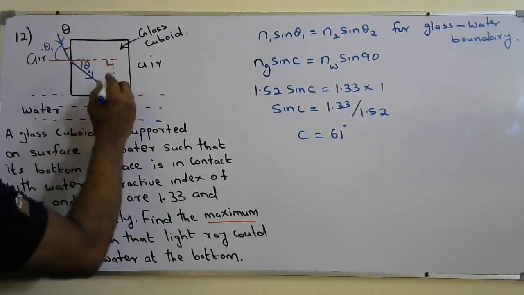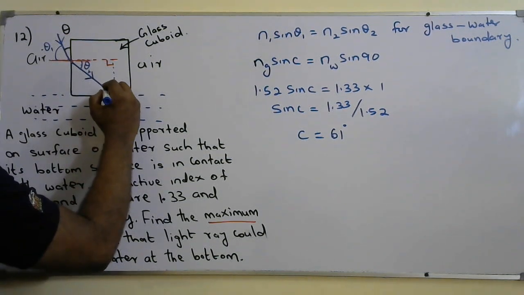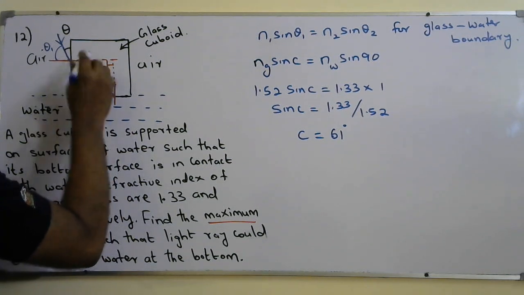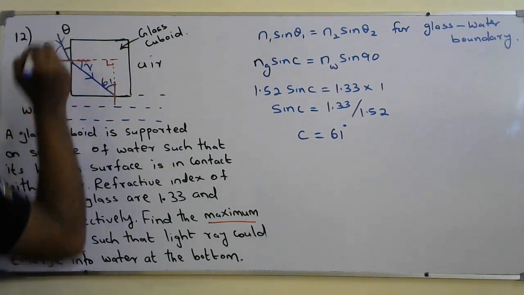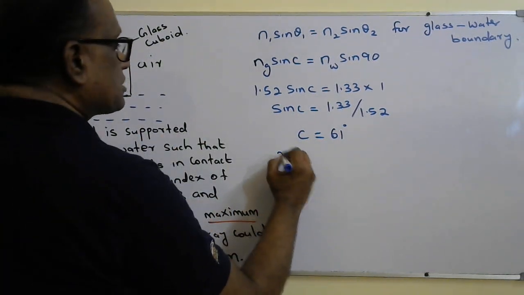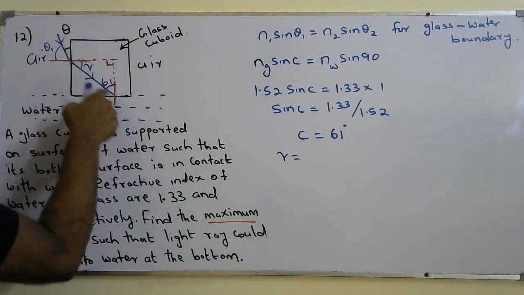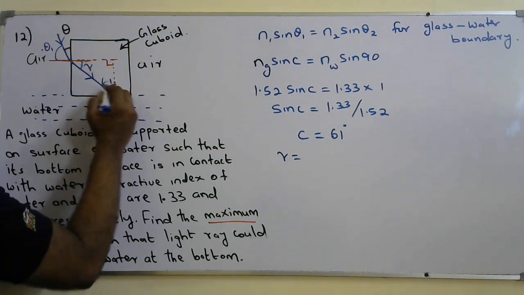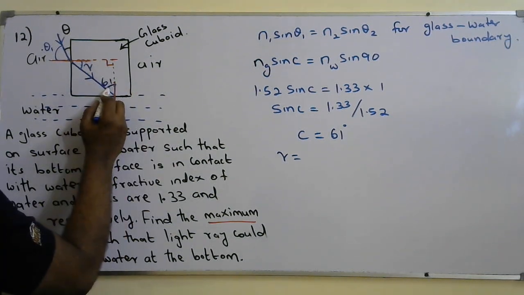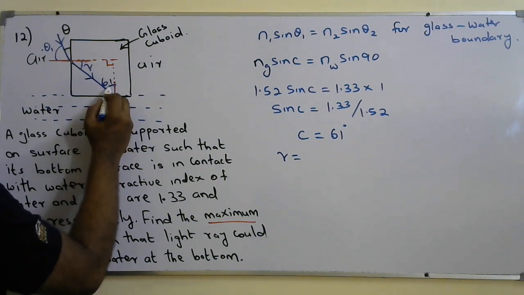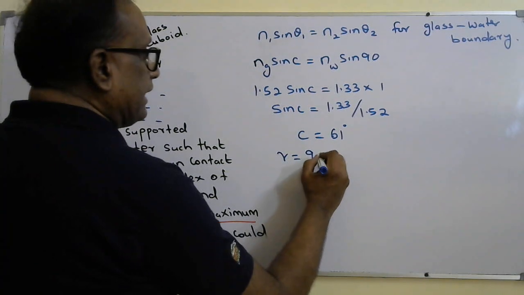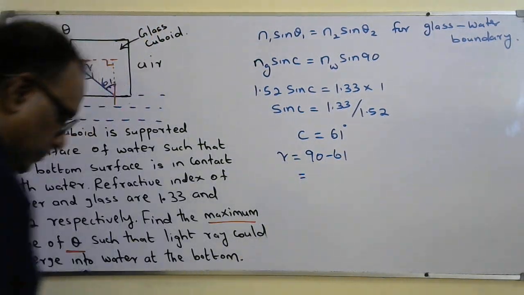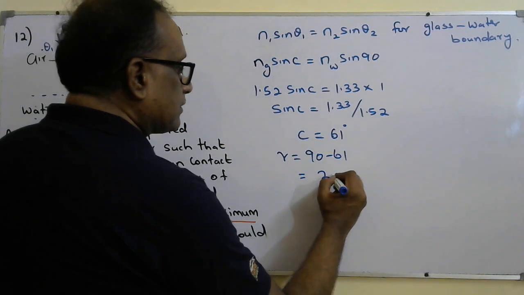So if this is 61 degrees, now it can't be more than 61. This angle, I'll name it R. This is theta 1. So R should be this in this right angle triangle. The possible maximum angle of this one such that the light emerges into water is 61, it can't be more than 61. If this is 61, R will be 90 minus 61, which is 29 degrees.